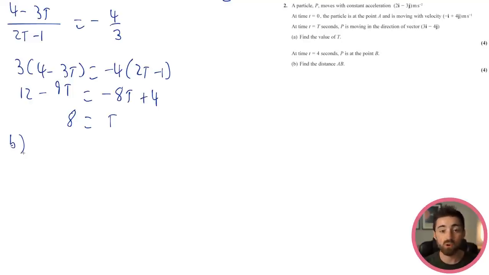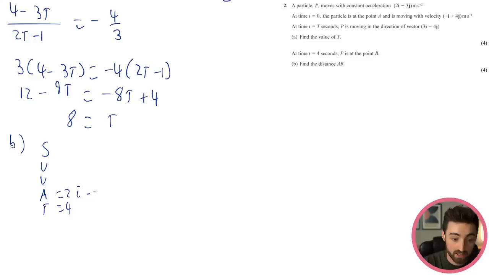So let's just think of what we can do. This is going to be SUVAT, right? So let's write down SUVAT and just see what we have, okay? So we have t equals 4. Fantastic. We know what the acceleration is. It is 2i - 3j. And we need 3 quantities to get another with SUVAT. Do we have any others? We do. We have the initial, don't we? Because we know that the initial velocity is -i + 4j. So I think we're good. What do we want? We want s.